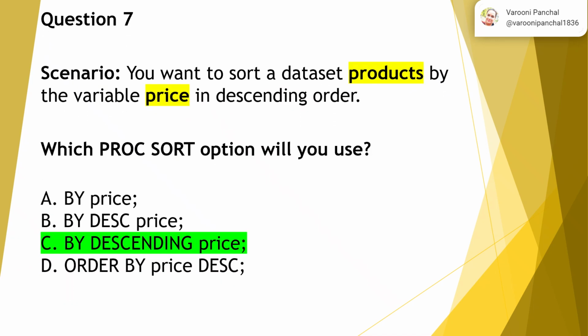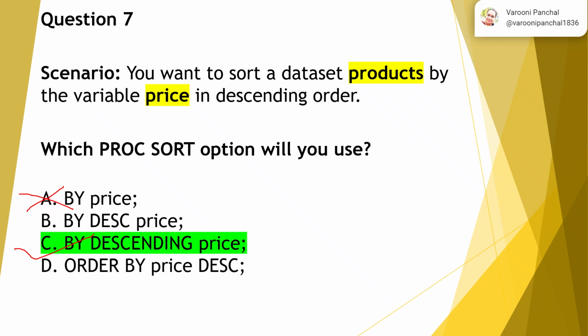Question 7 scenario. You want to sort a dataset products by the variable price in descending order. Which sort option will you use? Now here the answer itself is in the question. So if you are an experienced SAS programmer, then you will realize the correct answer is option C, BY DESCENDING price. Now the option A is not the right answer because it's specifying only BY price.